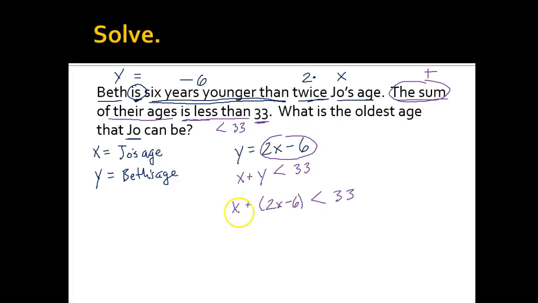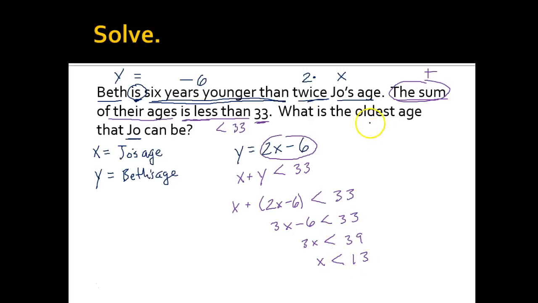And now we'll just simplify. X plus 2x minus 6 is less than 33, so we'll write 3x minus 6 is less than 33. We're going to add 6 to both sides. 3x is less than 39. Divide by 3. Nothing's happened to change that less than sign, so x is less than 13.